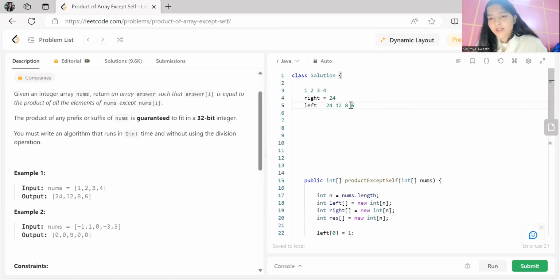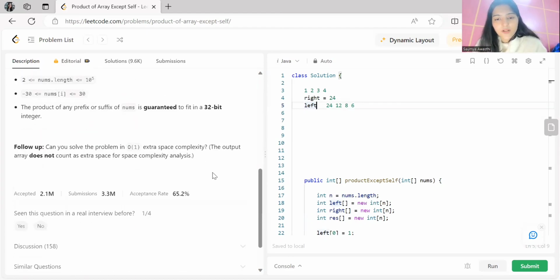So see here, in that case, we just used the output array that we're returning at the end, that is the left array. So what would be the space complexity? Space complexity would be big O of 1, because as they have clearly specified here, the output array does not count as extra space for space complexity analysis. So the time complexity is still the same.